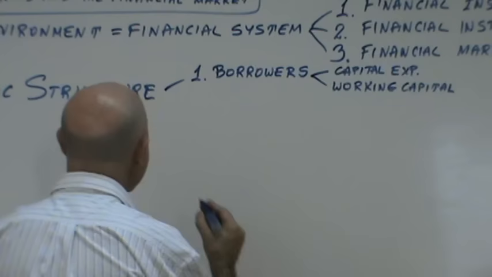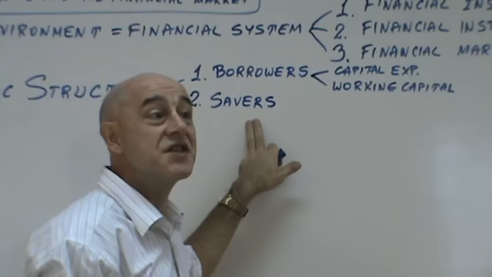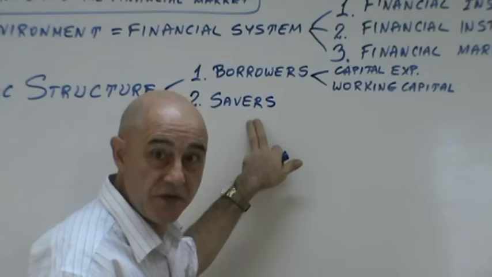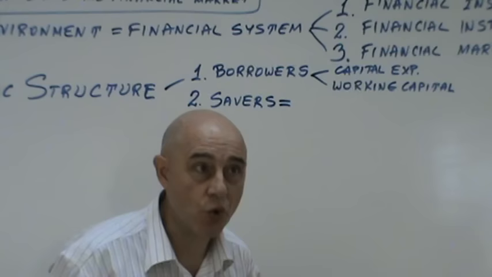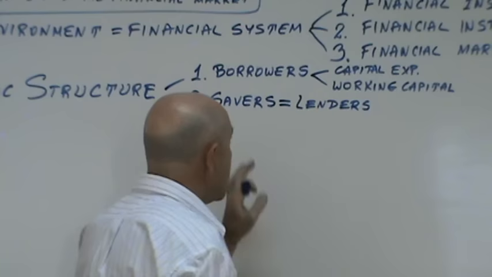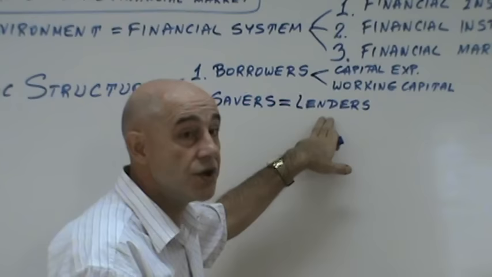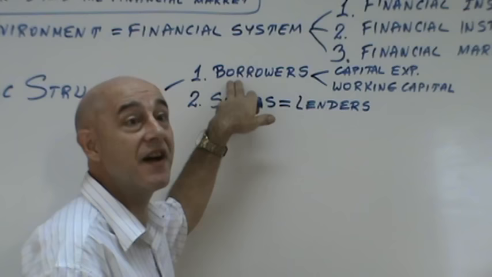Number two, savers. Savers are those who spend less than they earn. You spend less, the difference is savings, okay? Savers will eventually transform themselves into lenders. If it's a household, if you save $100, you technically lend it to the bank. Now, the bank will lend it to the firm or corporation. But in general, borrowers are those who have less funds than they need, savers are those who have more funds than they need.